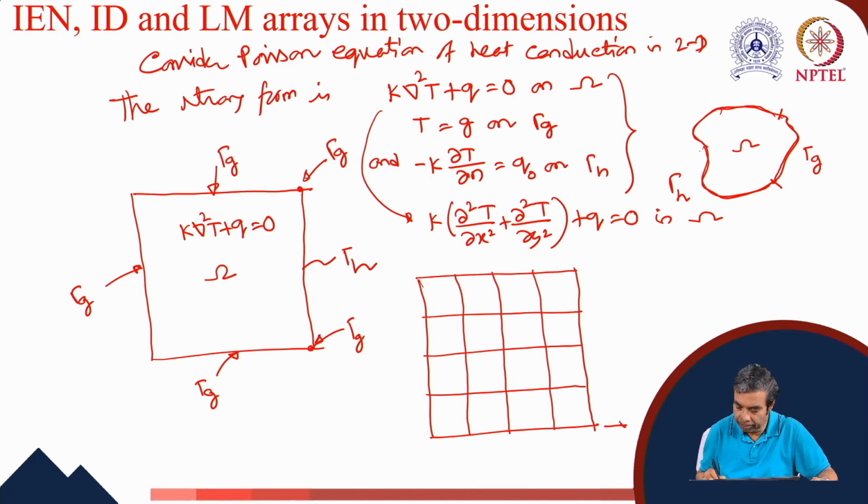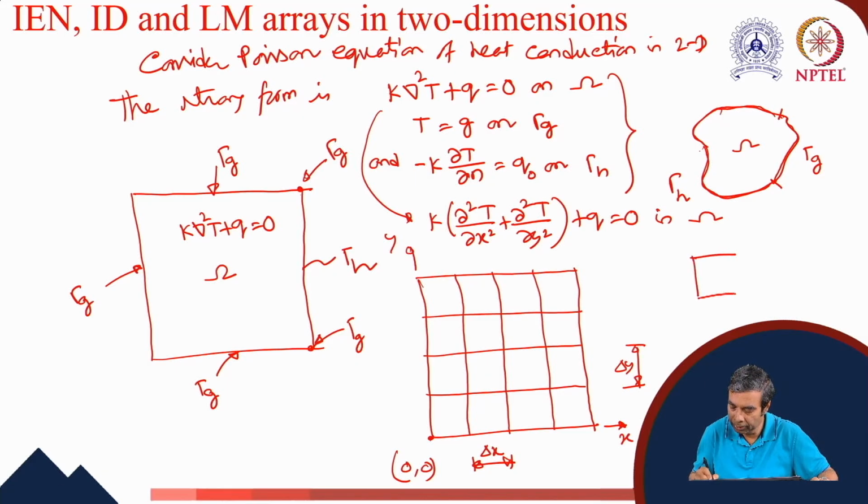We just mark the x-axis and the y-axis. So this is the origin, 0, 0. Now this is the delta x, the grid size in the x direction, and this is the delta y, the grid size in the y direction. So we are using bilinear quadrilateral elements. I have shown one example.